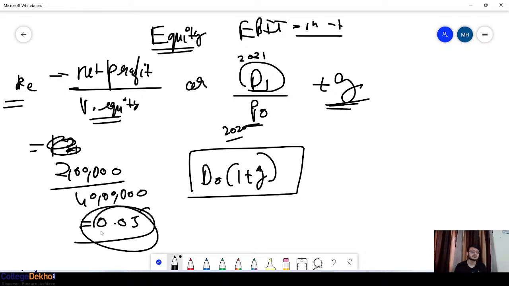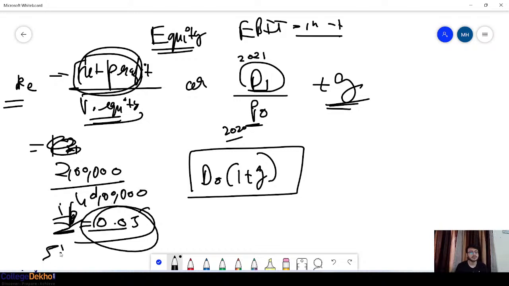Cost of equity. तो बेसिकली तुम्हारी यही बात होगी. मतलब ये वैल्यू तुमको लाइक क्वेश्चन में दी होंगी. नेट प्रॉफिट विल बी गिवन टू यू एंड वैल्यू ऑफ इक्विटी विल बी गिवन टू यू. हो सकता है 20 लाख हो तो मतलब तुम्हारा 10% हो जाएगा. ये हुआ तो 5% हो गया.